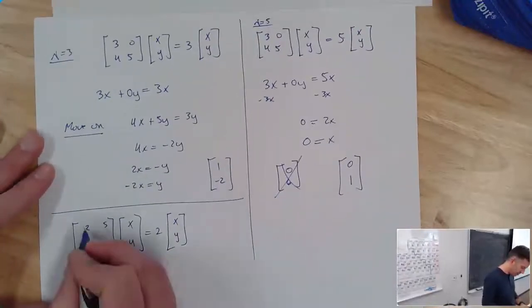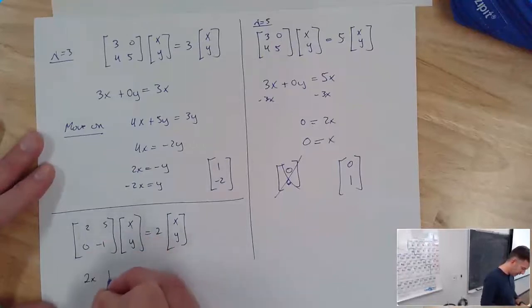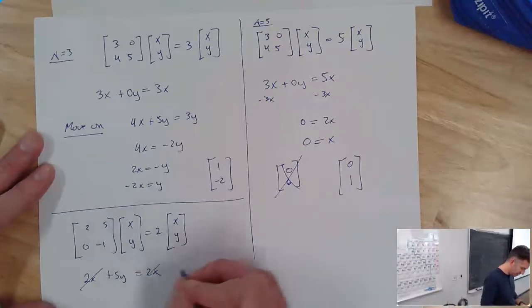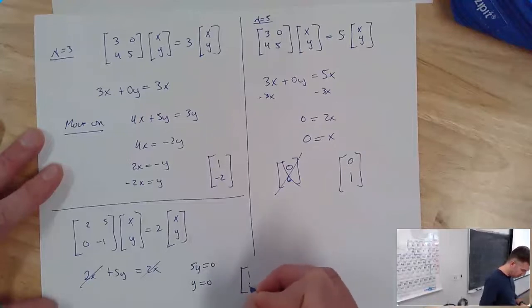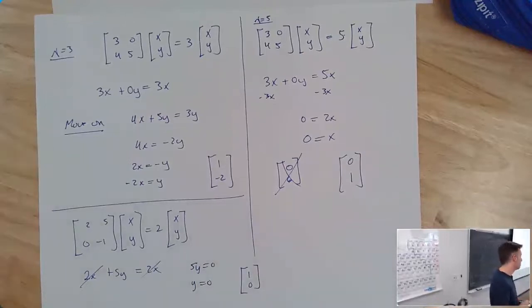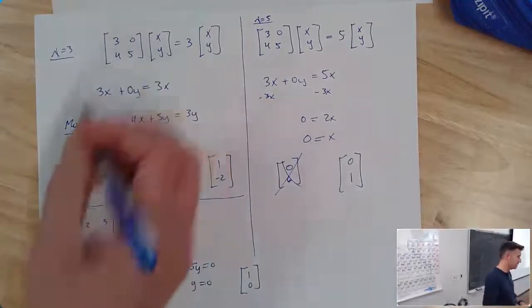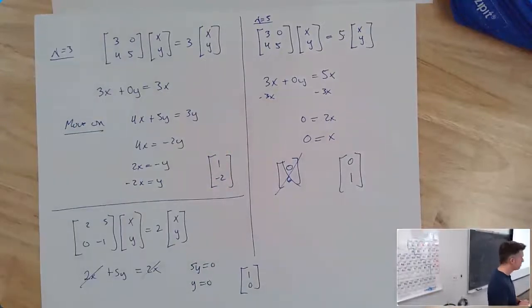I end up with 2 times x plus 5 times y equals 2 times x. The 2 x's cancel and you get 5y equal to 0, which means y is equal to 0, which means x can be anything you want. So the eigenvector is 1, 0. That'll always happen if you have one of these types of matrices, and it typically won't happen if you don't.